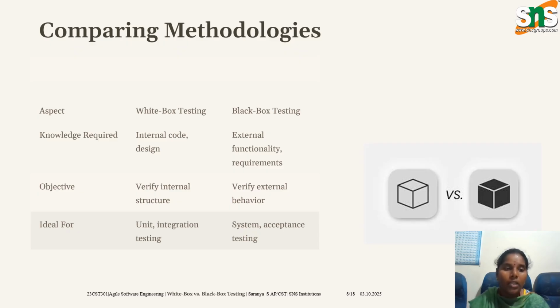Comparing the methodology of white box and black box testing: in terms of knowledge required, white box testing needs the internal code and design, while black box testing needs the external functionality and requirements. The main objective of white box testing is to verify the internal structure, while black box testing verifies the external behavior. White box testing is ideal for unit and integration testing, and black box testing is ideal for system and acceptance testing.